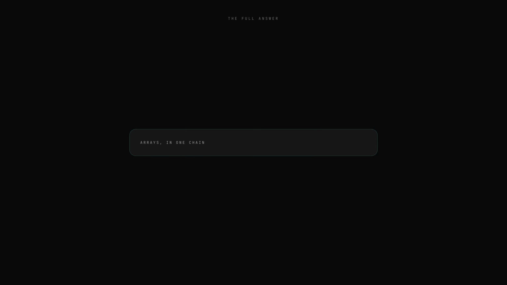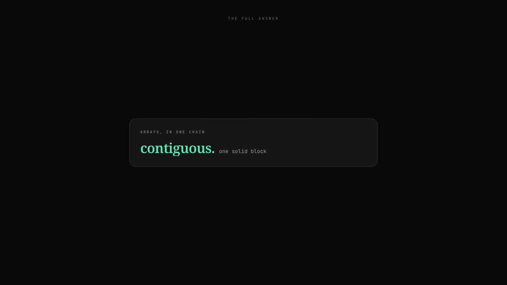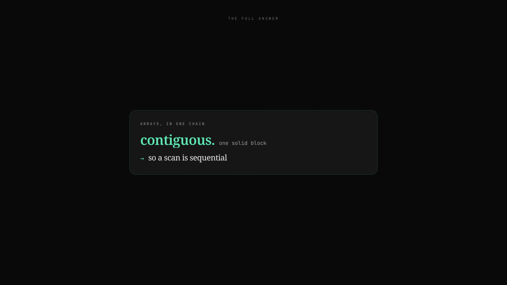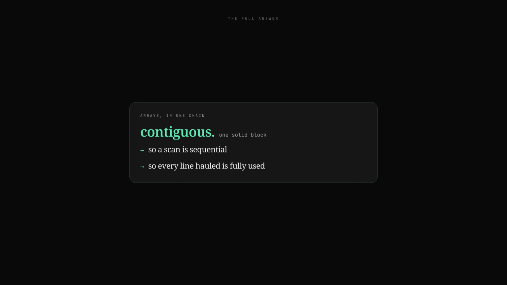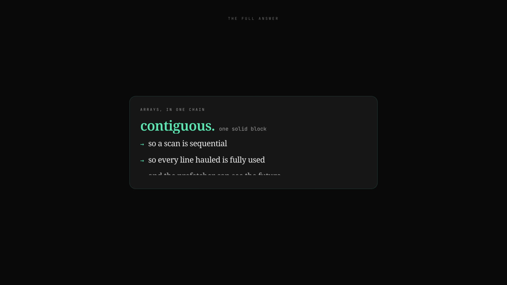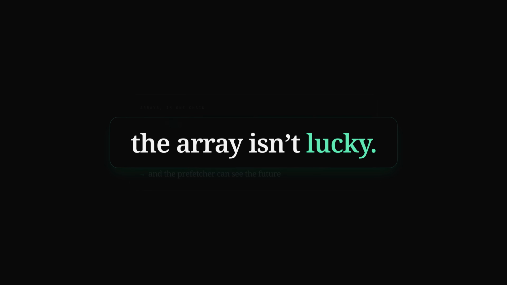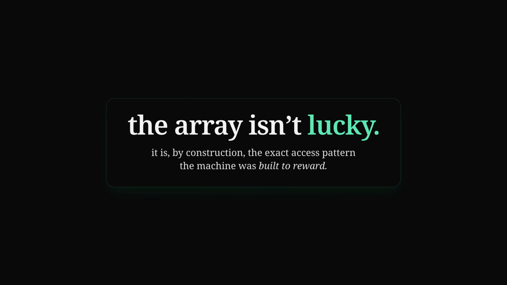And that is the full answer to this lesson's title. Arrays are fast because they're contiguous, one solid block. So a scan is sequential. So every line hauled is fully used, and the prefetcher can see the future. The array isn't lucky. It is, by construction, the exact access pattern the machine was built to reward.